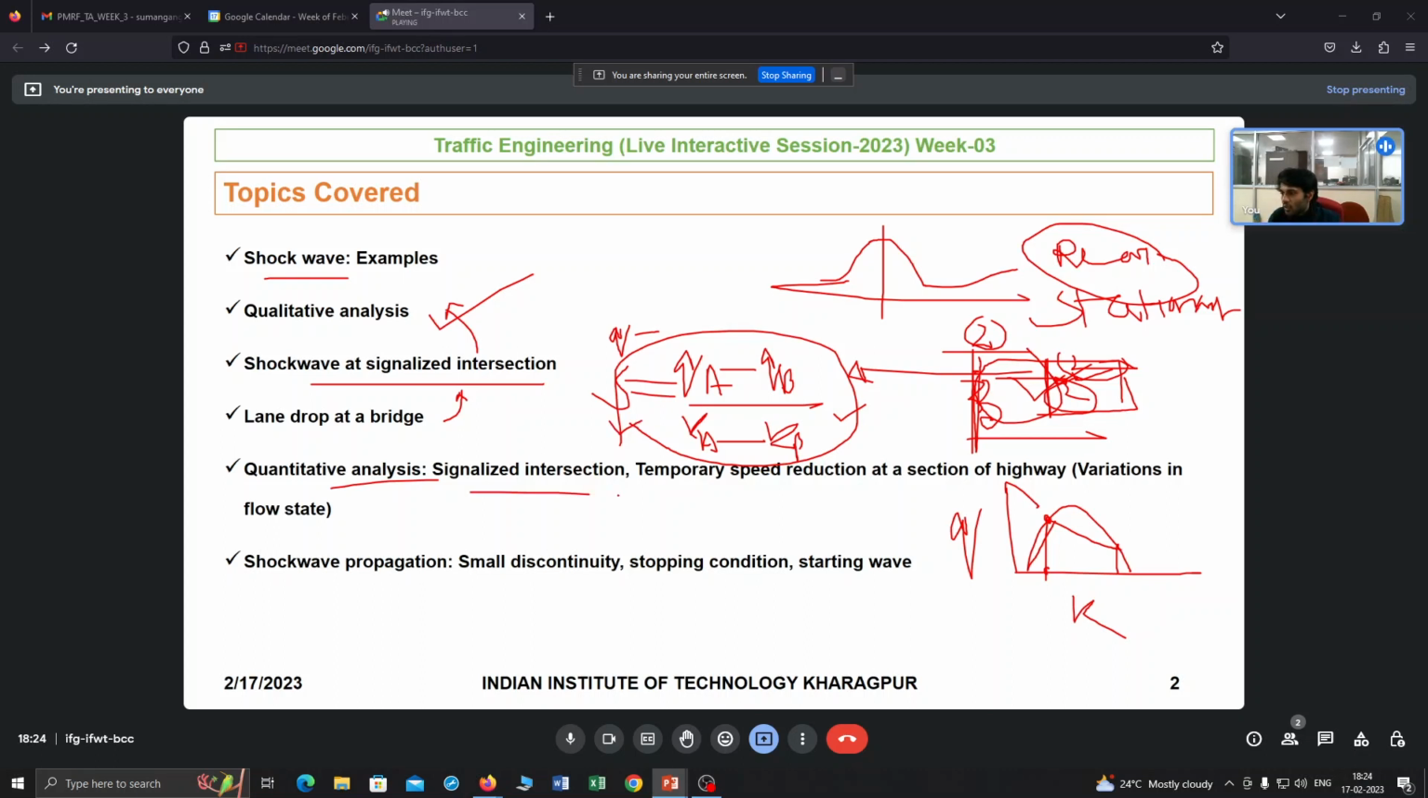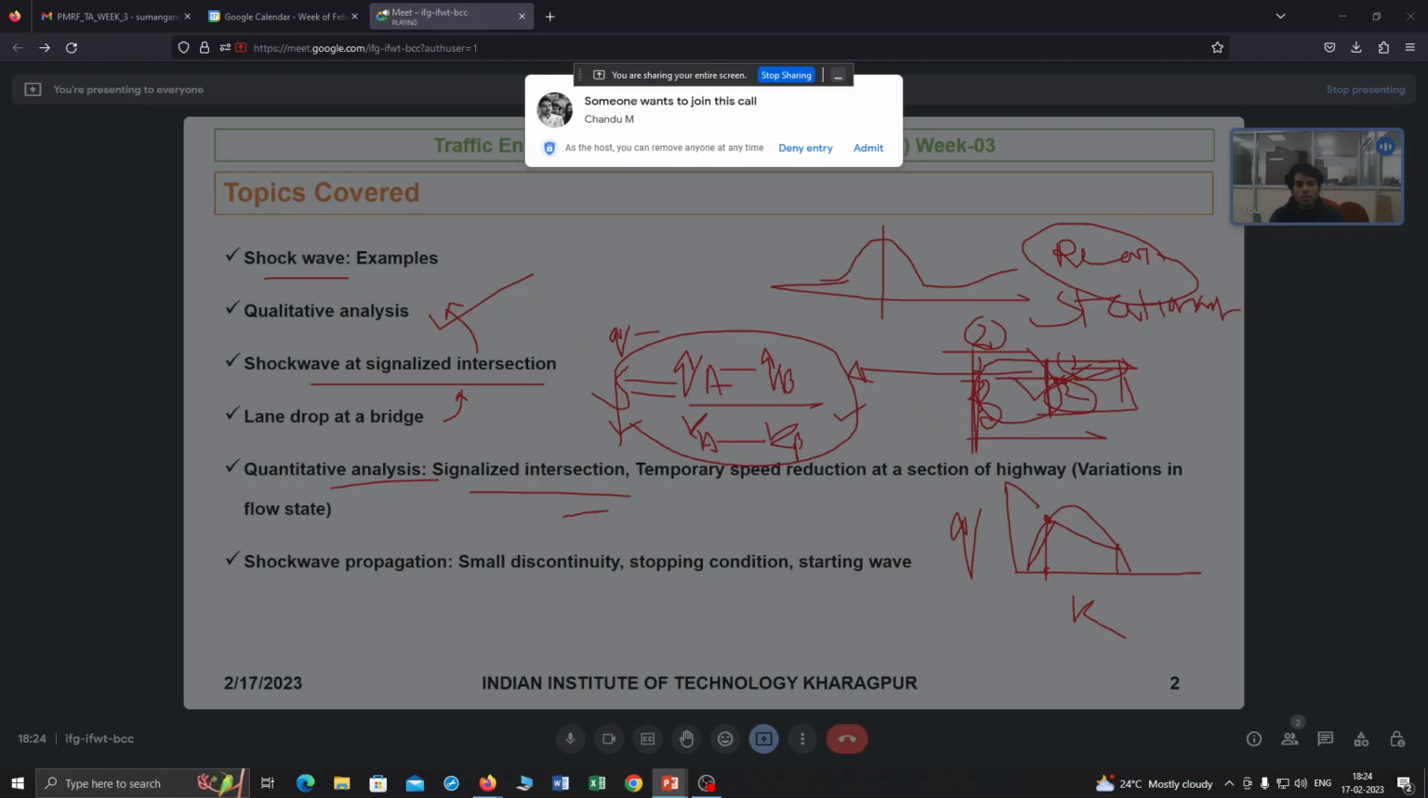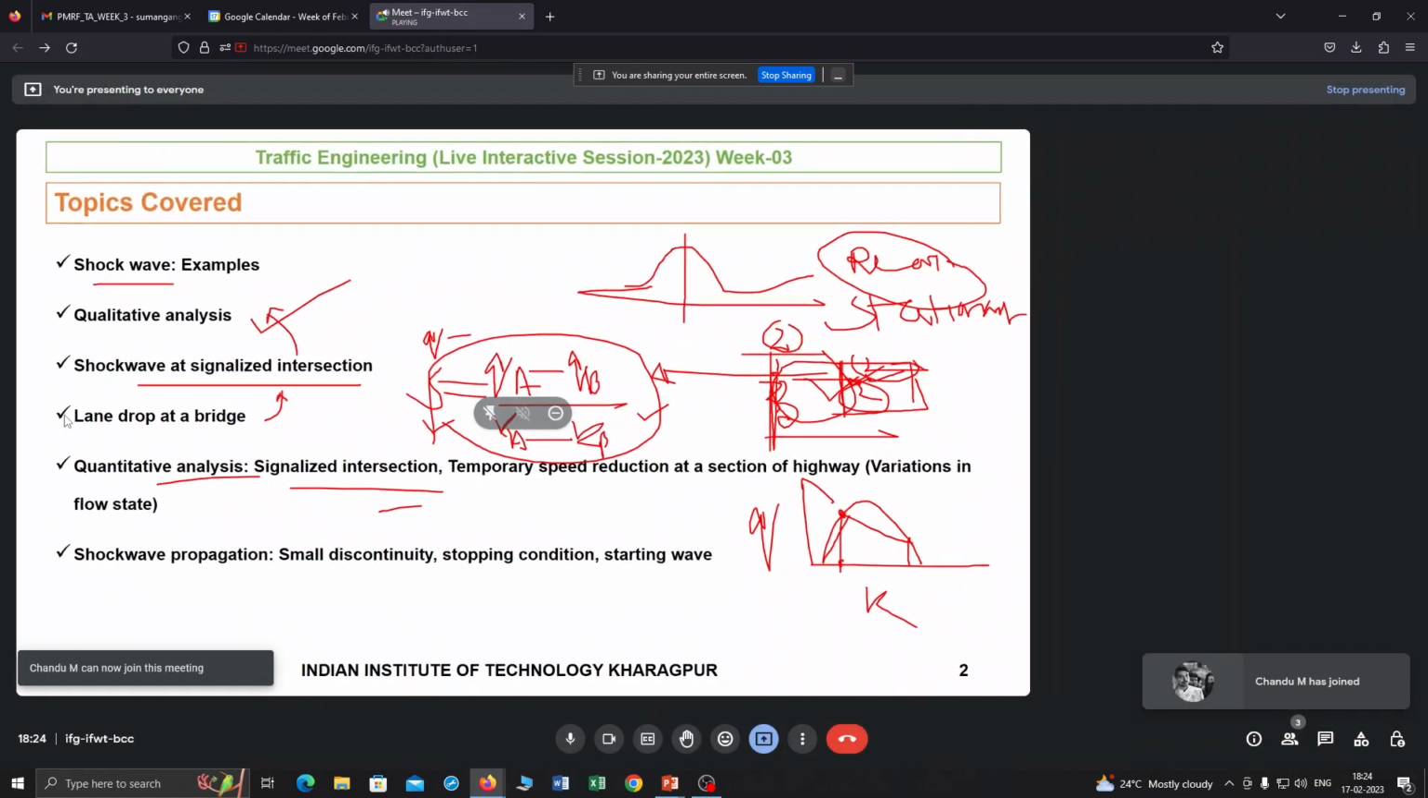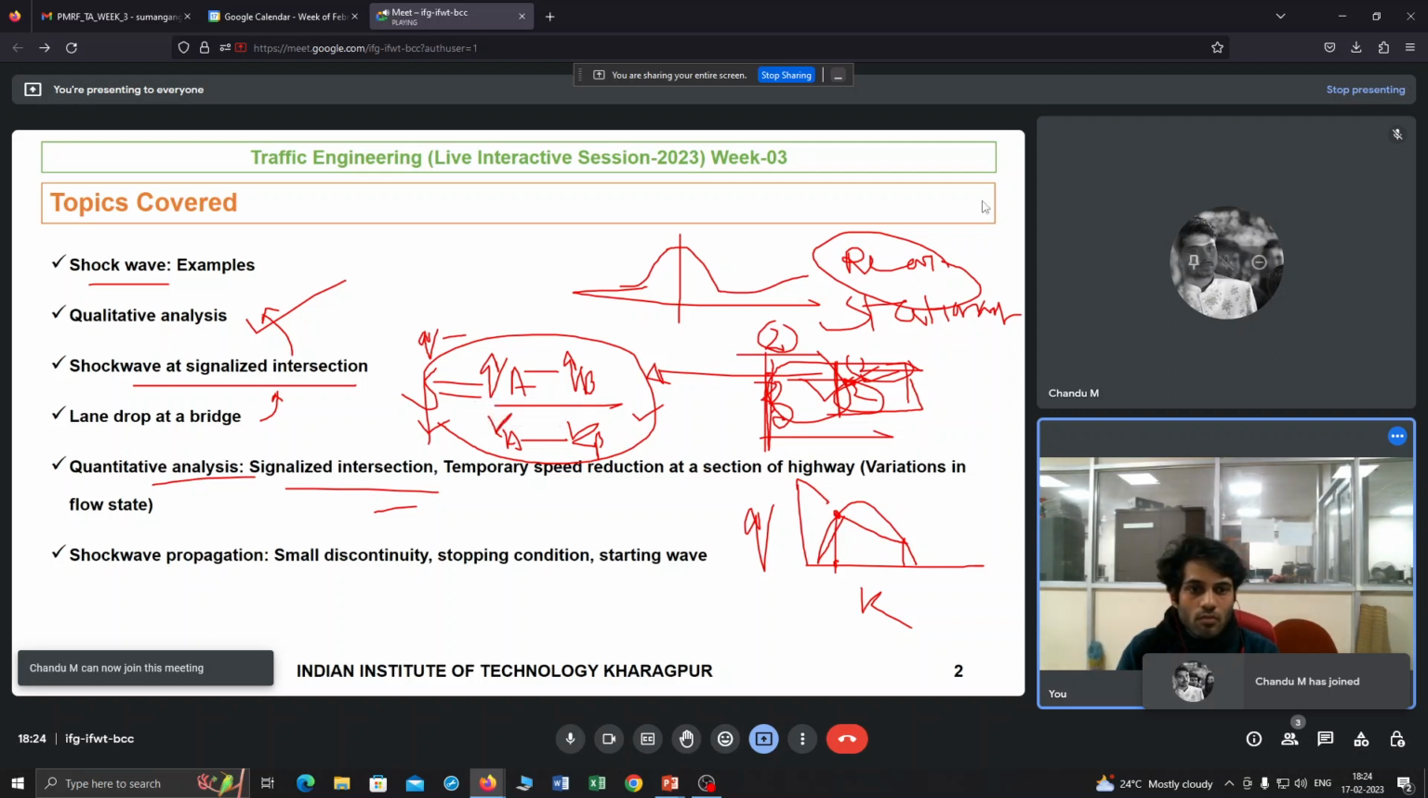Now in case of a signal, you want to calculate the speed of the shock wave. If you remember how many shock waves there are at that time, there are 6 shock waves: 3 during the red, and then during the green initially there are 2, and after the complete queue dissipation there will be one new shock wave, right? So there are 6 shock waves at a signalized intersection. For each of those shock waves there is a speed, right? So then you have to calculate that speed for each of these shock waves.